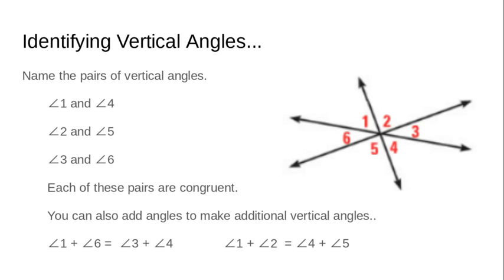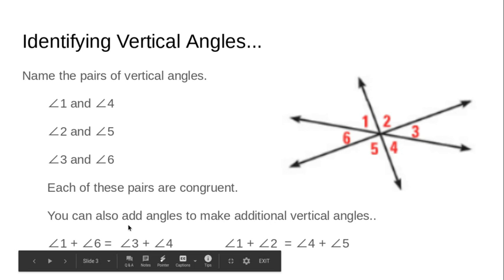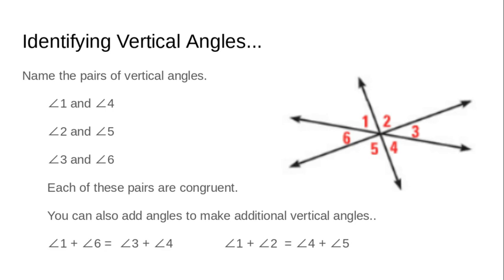Now, you can also add angles via the angle addition postulate to make pairs of vertical angles, like 1 and 6, those two together. If I were to add them, I would need this line to make that side of the angle and this line to make this side of the angle. And that would be angles 3 and 4 over here that were created. So the measure of angle 1 plus the measure of angle 6 is going to be the same as the measure of angle 3 plus the measure of angle 4. So you're just looking at the fact that some of those you could add together.